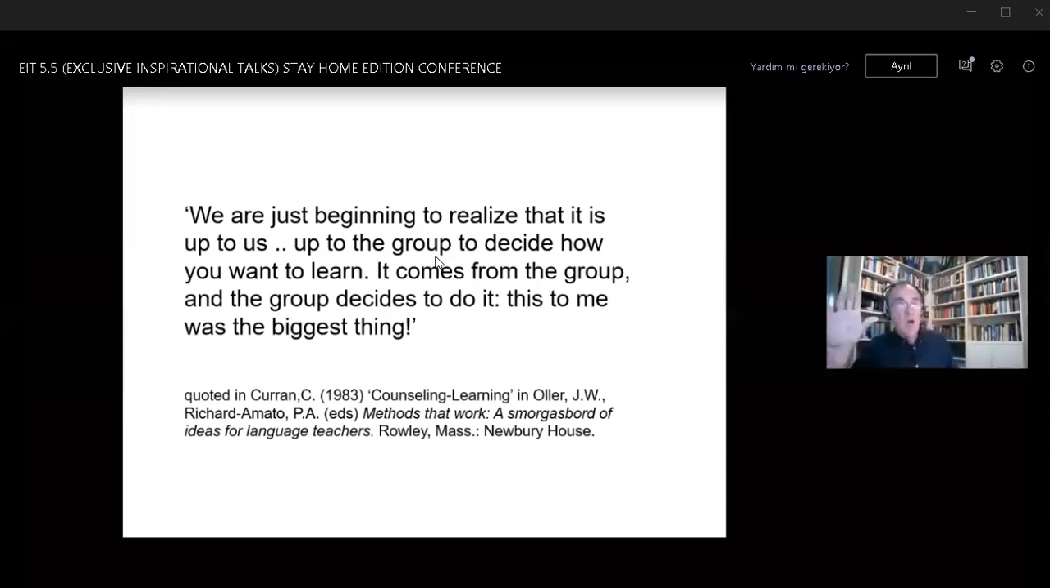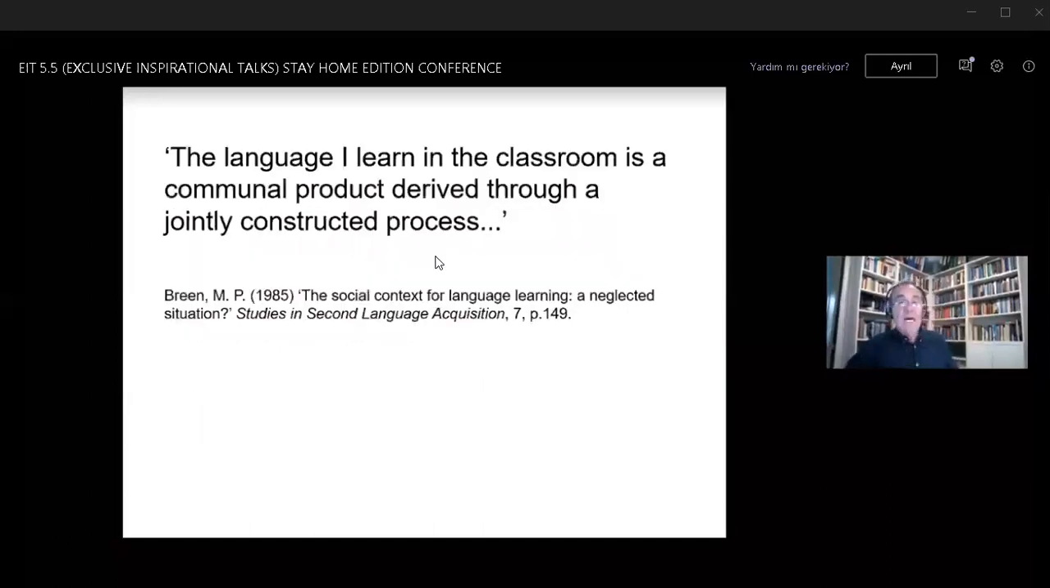And people who've experienced this often say, yes, we got on really well as a group, and the language kind of took off because we wanted to get to know each other better. It was a group thing. And as people have said subsequently, Michael Breen, basically, the language you learn in the classroom is a communal product. It's a communal product derived through a jointly constructed process. It's not something that comes from the teacher, but it comes from interaction within the group.